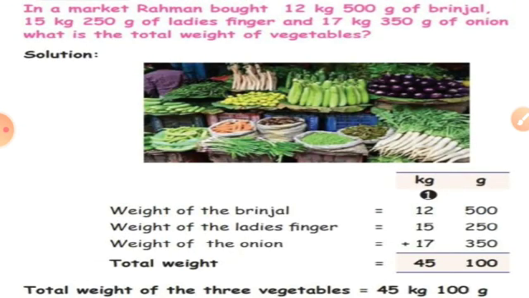Let's see addition with the units. For that we are going to see one application sum. In a market, Ragman bought 12 kilogram 500 gram of brinjal, 15 kilogram 250 gram of lady's finger and 17 kilogram 350 gram of onion. What is the total weight of vegetables?